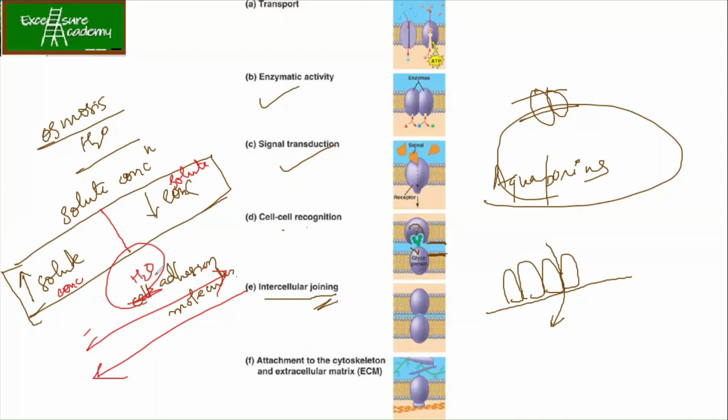Where your solute concentration is low, it means the water concentration is high. Where solute concentration is less, water concentration is high. Where you have a high concentration of solute, there is a low concentration of water. So the water movement will be from low solute concentration to high solute concentration. If I have to speak with respect to water, then I will say high potential of water to low. Then there we don't say concentration.